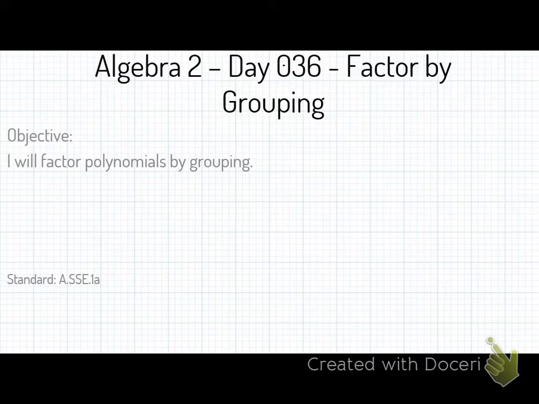Okay, this is day 36, factor by grouping. So this is like what we did last week, except it's going to be a little bit different, but it won't be that much different. It'll be easy. I know it's going to be easy for you because we've learned the harder way of factoring.